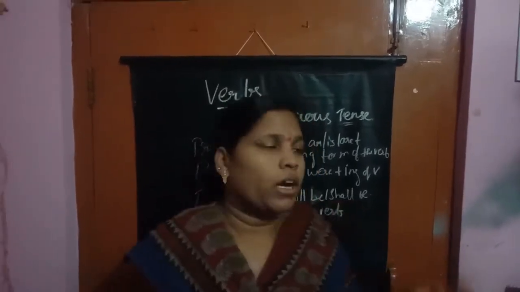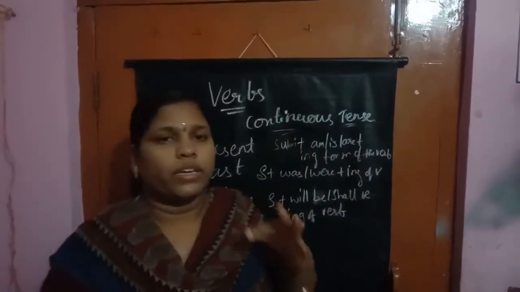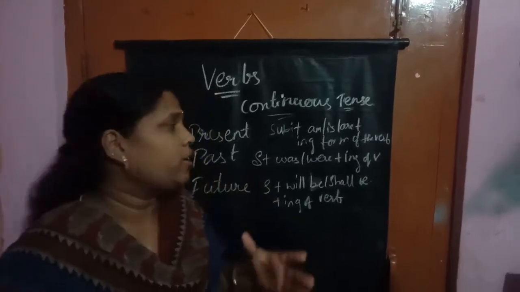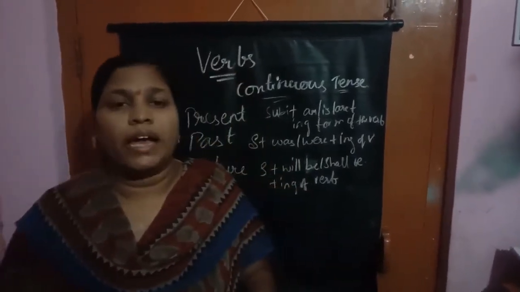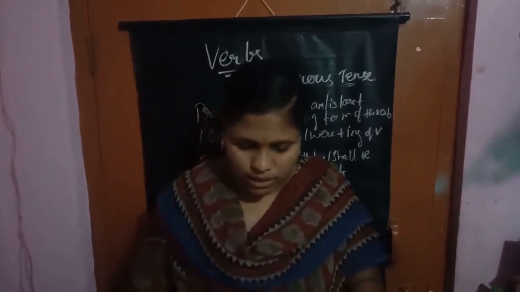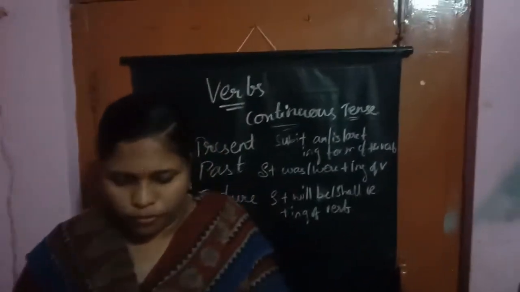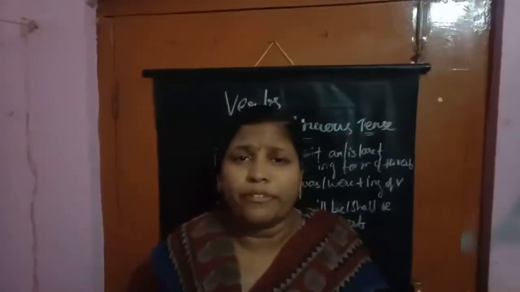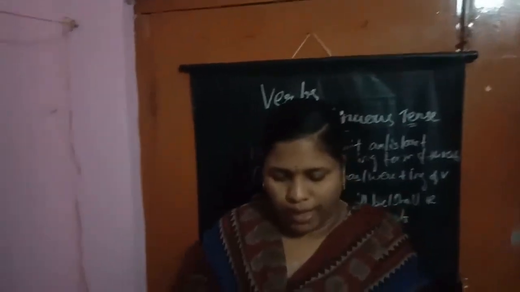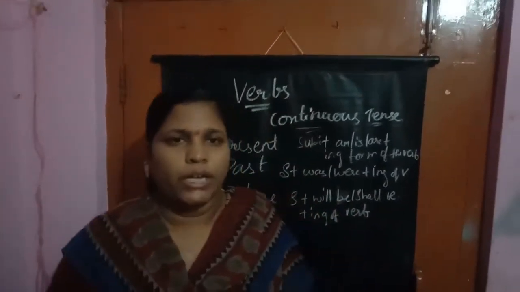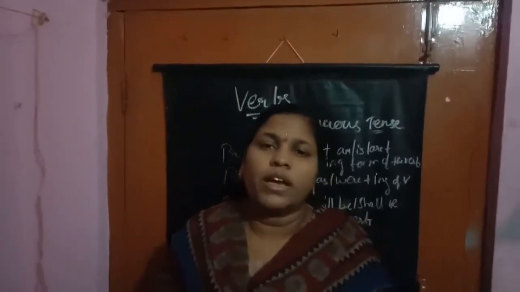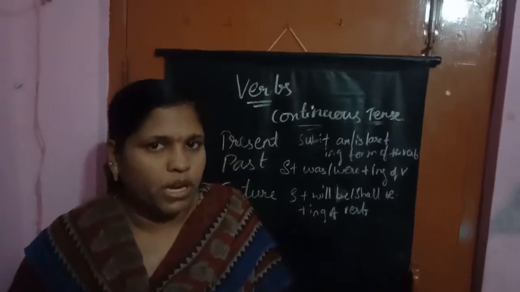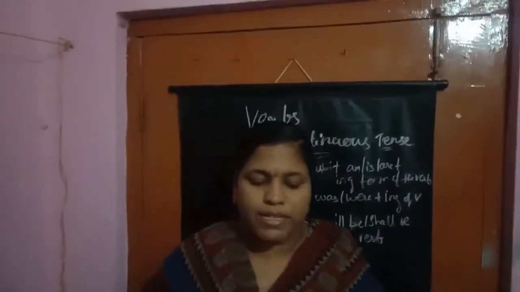Continuous tenses are of three types. Three forms they are. What are the three forms? Present continuous tense, past continuous tense, and future continuous tense. Here, for the continuous form of verb, we use the helping verb to show that. To write the continuous tense, we use the auxiliary verbs. Auxiliary verbs are called helping verbs. Understood, children? Now see here, first, present continuous.